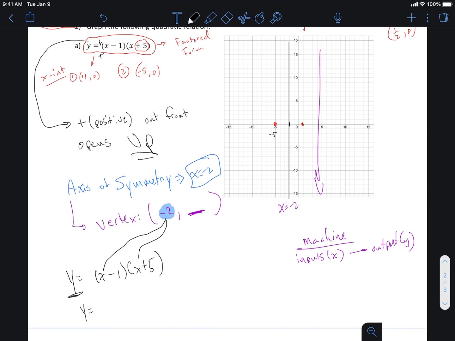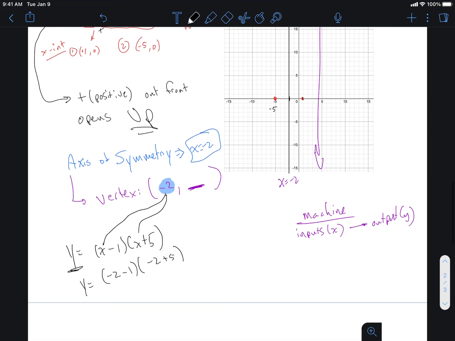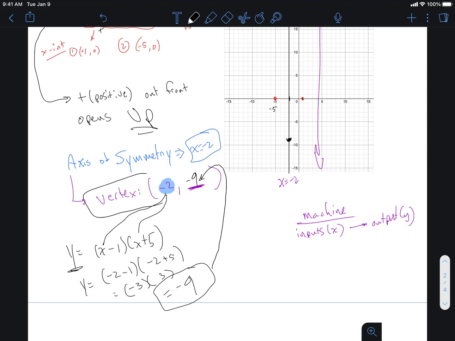Y equals (-2 minus 1) times (-2 plus 5). What's that? Well, that looks like -3 multiplied by 3, -9. So what's this value? What's this mean? It's the output when you input -2. So that means you go all the way down to here. You plot that point. There's your vertex. Then you're done. You connect the dots and you're done.